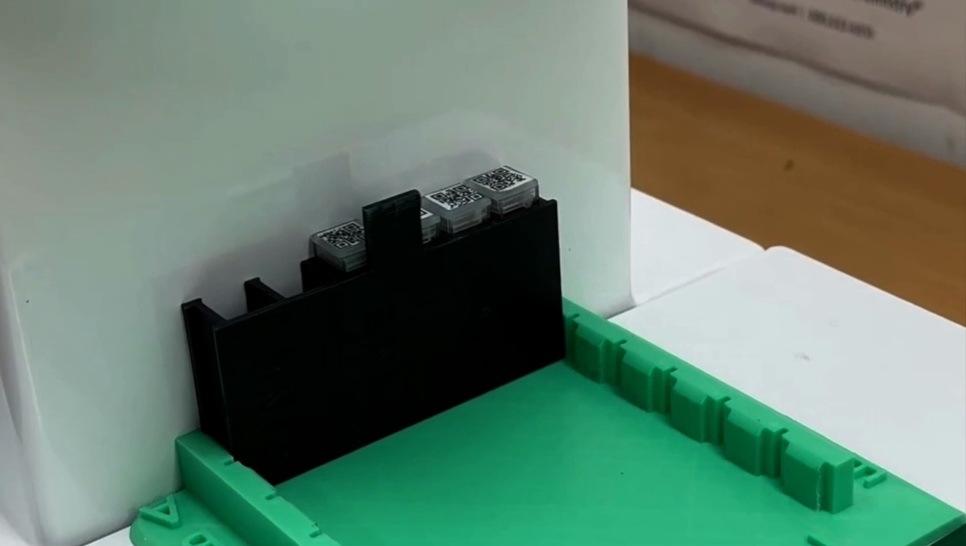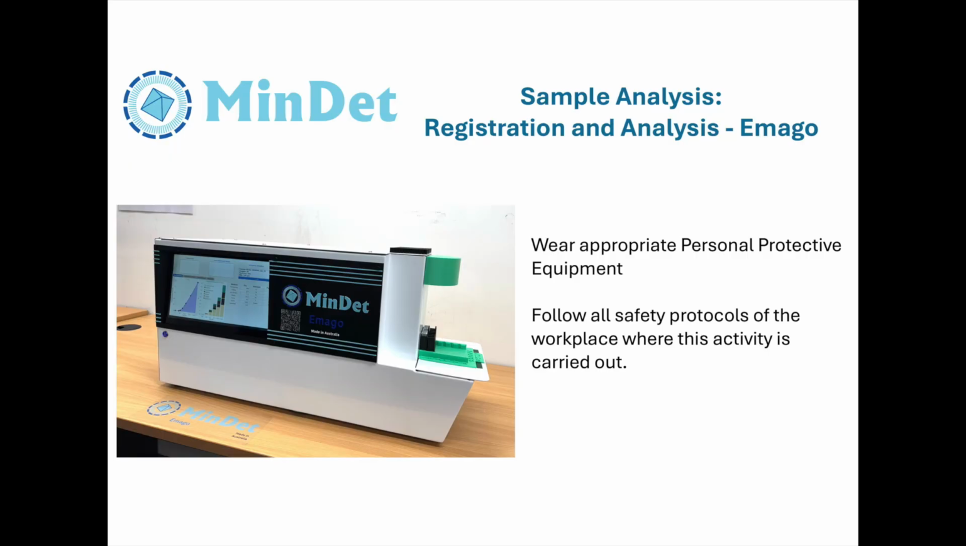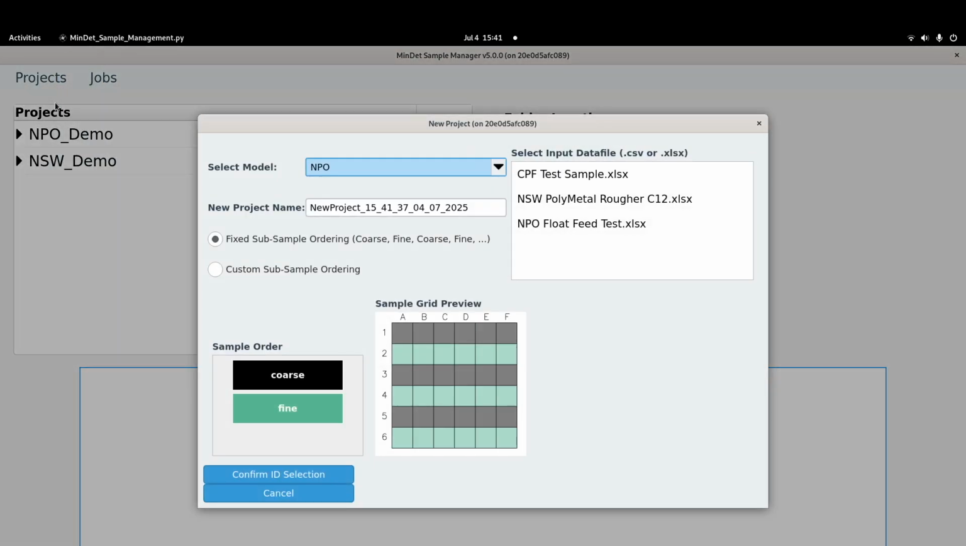Place the sample holder as shown, and now go to the device screen to register the sample. On the project menu, select Create New Project. The system will suggest a project name, but this can be changed. In this case, we'll accept the default name suggested. Use Select Model to link an AI model or algorithm to the project.